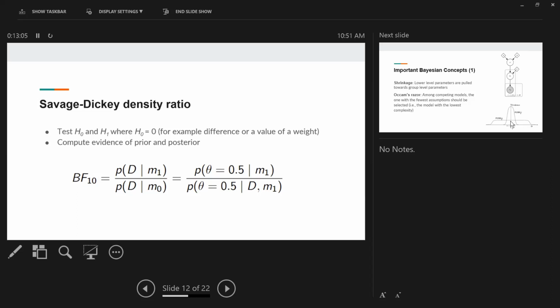So if the probability is higher than 1, it means that there's more evidence for the difference. Yeah, here it's 0.5, but let's say H0. So there's more evidence for no difference, or a weight value of 0, in the prior, before we saw the data, than after we saw the data. So that means that probably H1 is true. But if this number is smaller than 1, it means that there's more evidence in the posterior for hypothesis 0. So it means that hypothesis 0 is probably true, because given the data, it's more likely that there's no difference. Is that clear?